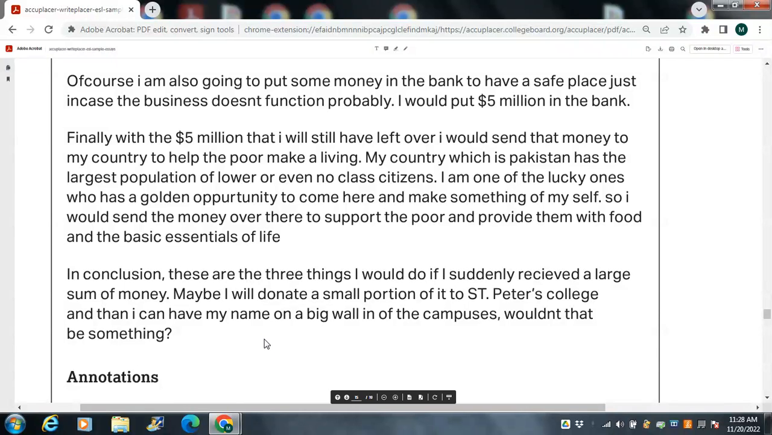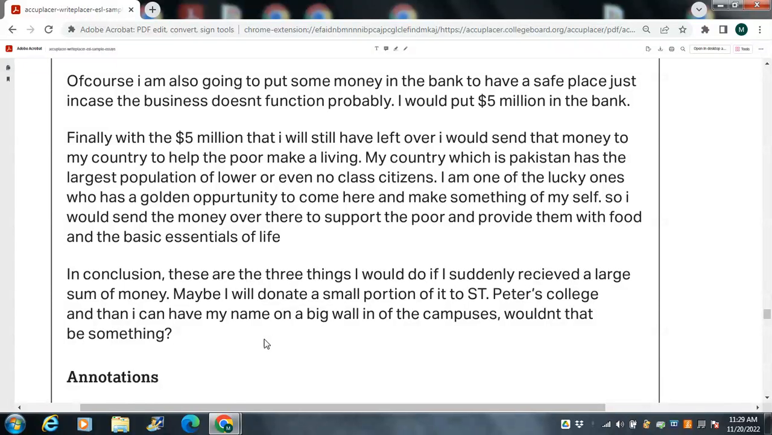I do like, maybe I might also, instead of I will donate, I might also donate a small portion of it to St. Peter's College. I probably would have put a period after that, St. Peter's College, period. Then, and I think they meant then as opposed to than. When you're using than, THAN, you're saying that there's a comparison, that you're going to compare two things. But in this case, I think they meant then, THEN, comma, then I can have my name on a big wall.